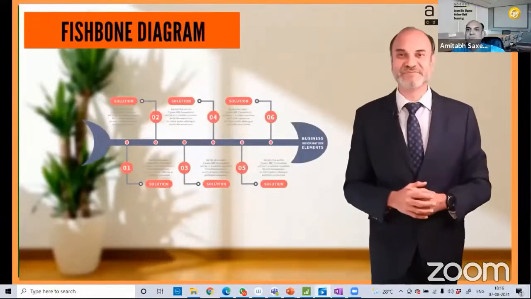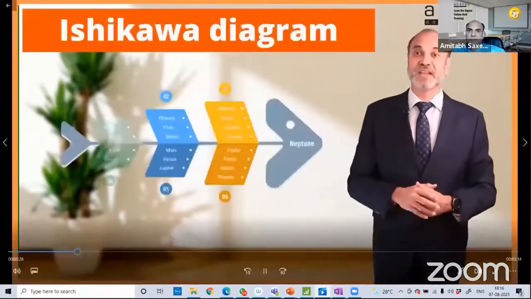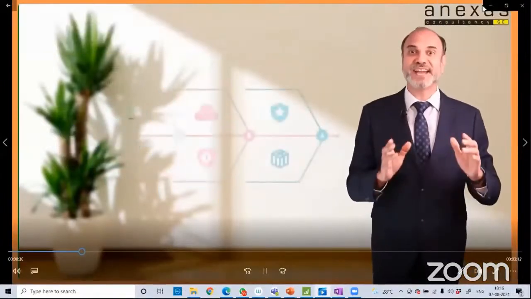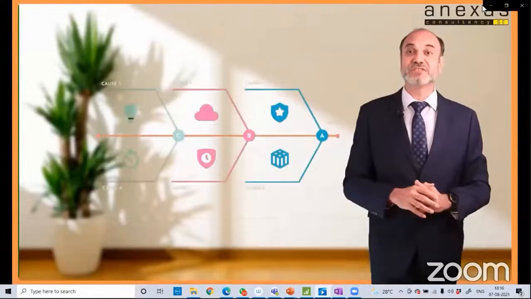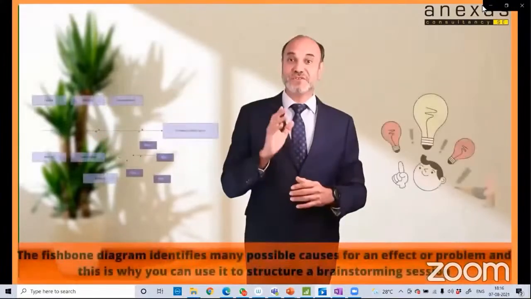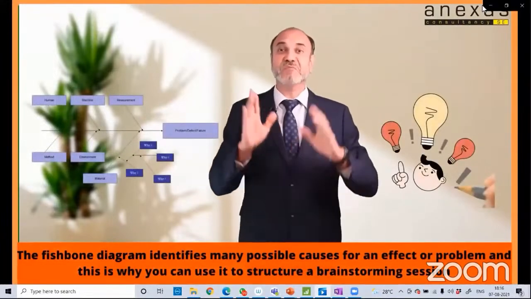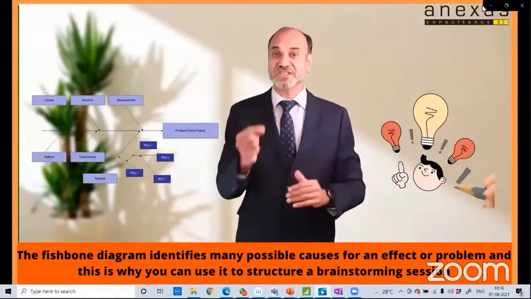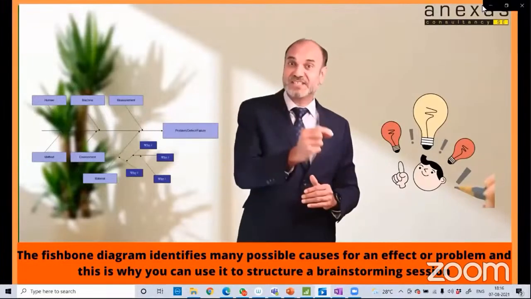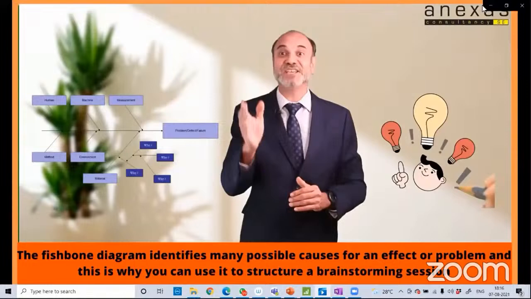Fishbone diagram is also known as the Ishikawa diagram. It is a cause and effect diagram that helps managers to track down the reasons for imperfections, variations, defects, or failures. The fishbone diagram identifies many possible causes for an effect or problem, and that is why you can use it to structure a brainstorming session.